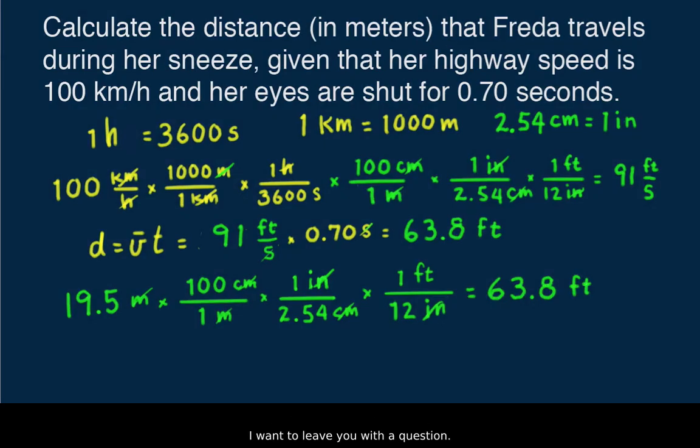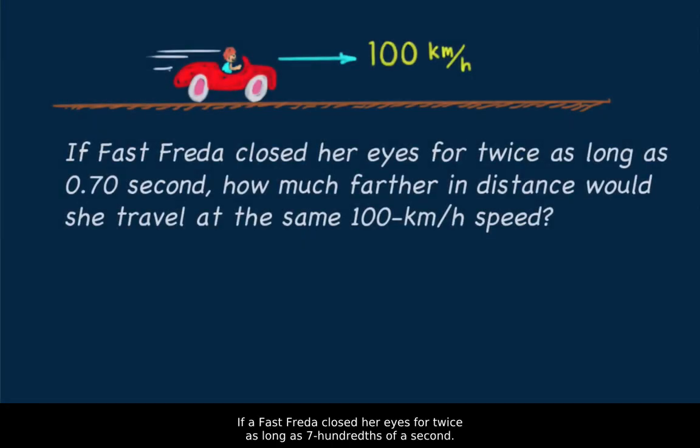I want to leave you with a question. If fast Frida closed her eyes for twice as long as 7/100ths of a second, how much farther in distance would she travel at the same 100 km/h speed? Maybe you can use an equation to guide your thinking?